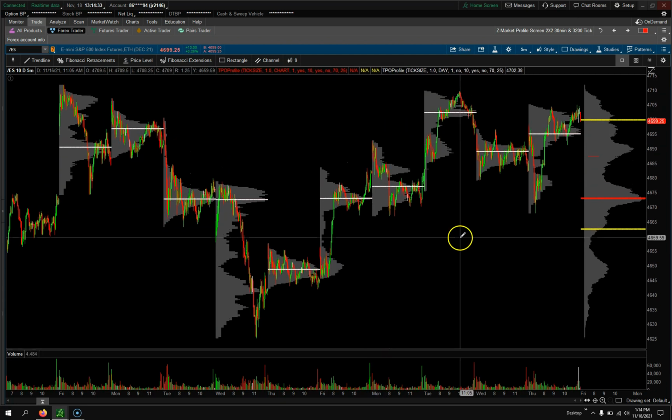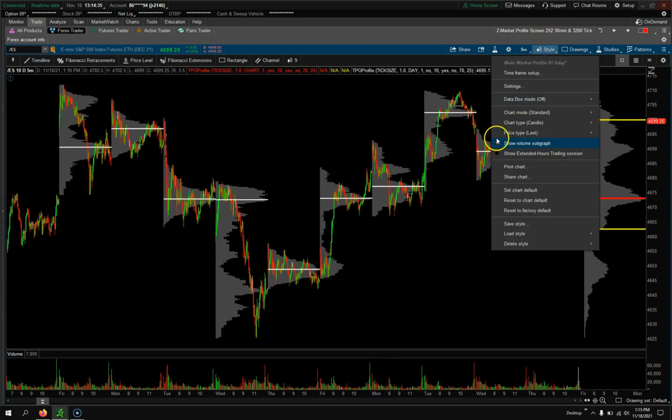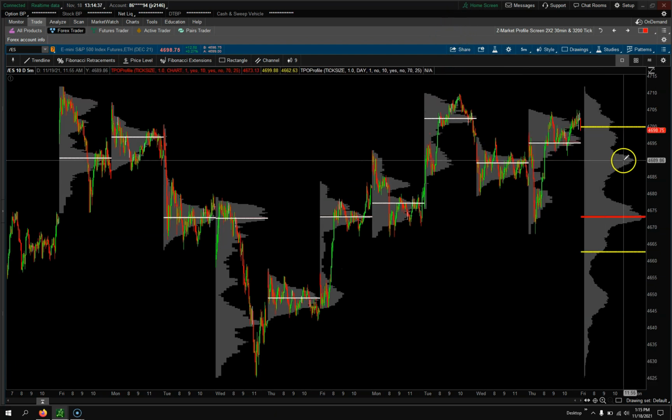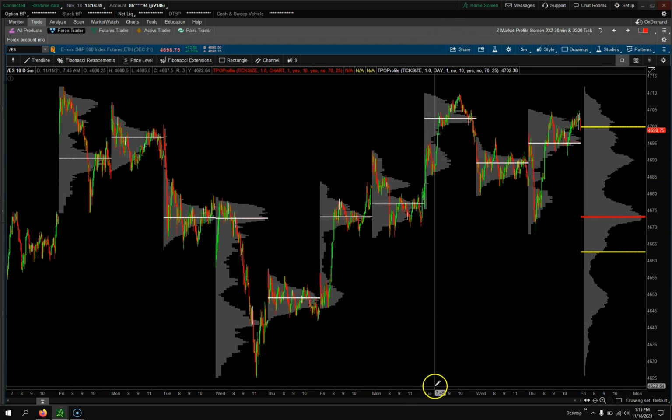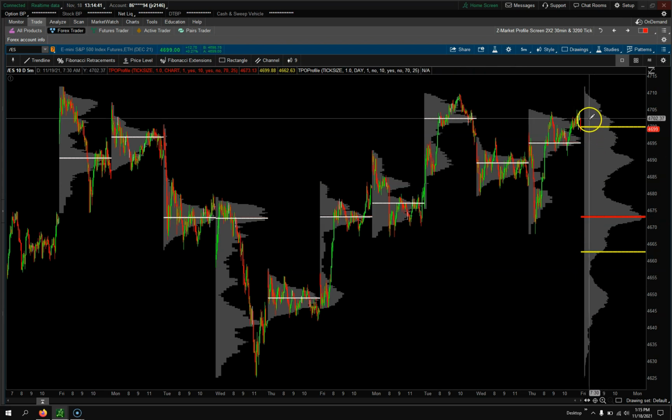Well, with market profile, what we actually see is price. Think of that same volume down here on its side, but instead of being based on each candle, it's based on each price level. So at maybe 4,700 even, we actually have a high volume node.